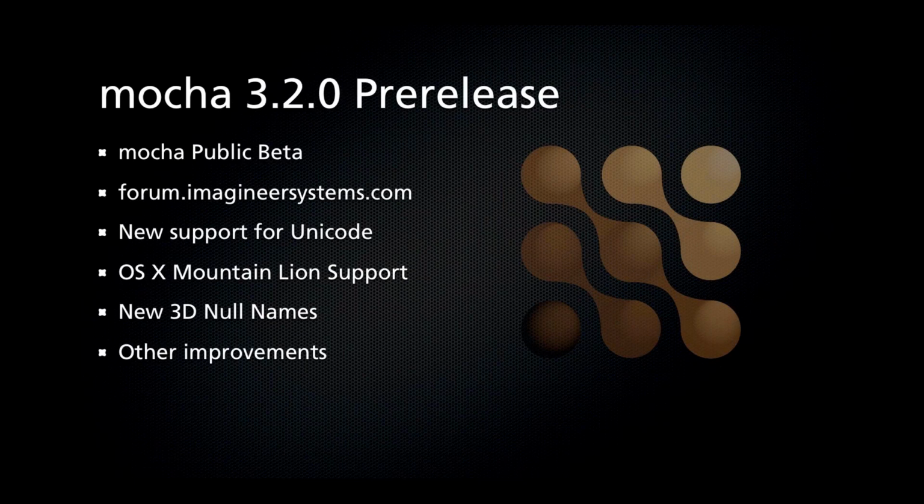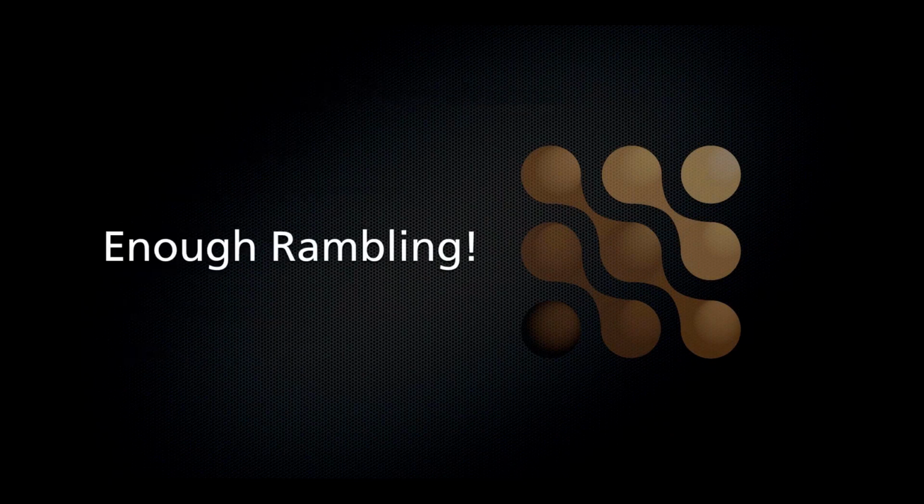And there's also some 3D null names, which is what I'm going to show you today. So it's a handy feature that helps name all your nulls according to their layer, their position, and their accuracy. So there's many other features and fixes that I won't talk about today, as we've got some 3D to do. So that's enough rambling. Let's get into the examples.